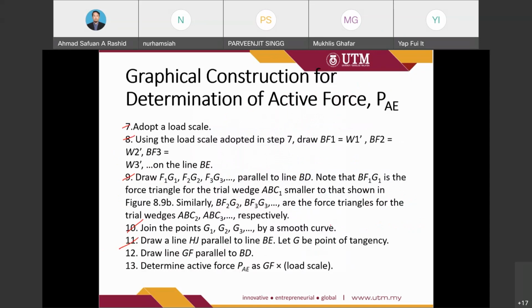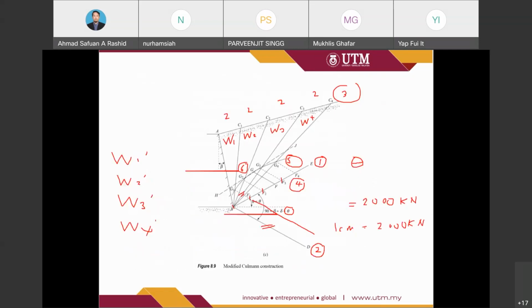Draw a line HG parallel to the BE. Let G be the point of tangency. Then you need to draw a line of HG, where it should also be tangent to the curve from step number 6. And it also should be parallel with the BE. So that is for step number 7.